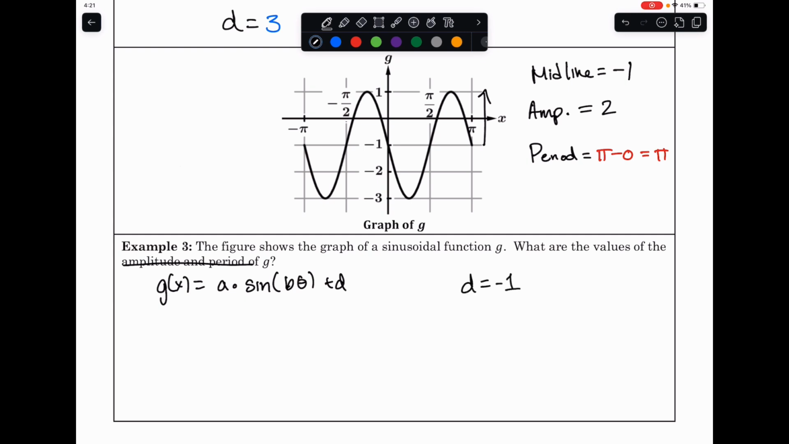Our period is pi, so that means that the value of b is going to be 2 pi divided by pi, which is just 2. So b equals 2. Now, what is the value of a going to be? Now, the value of a would normally be +2.